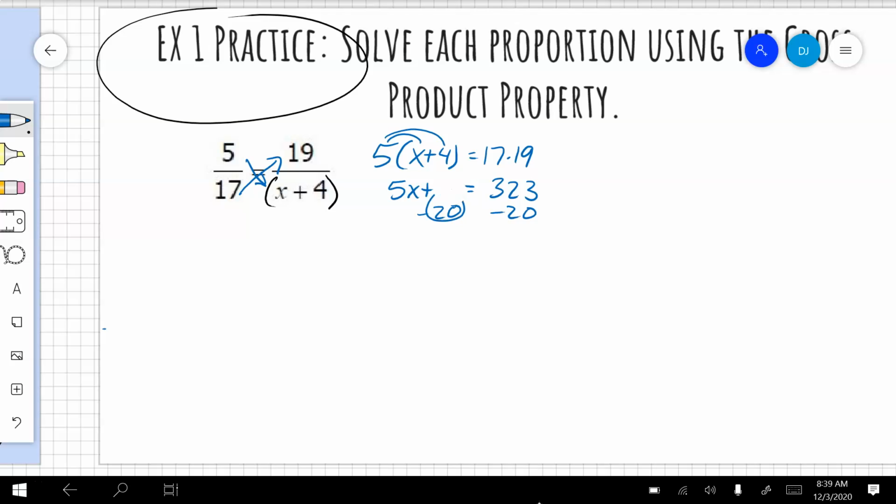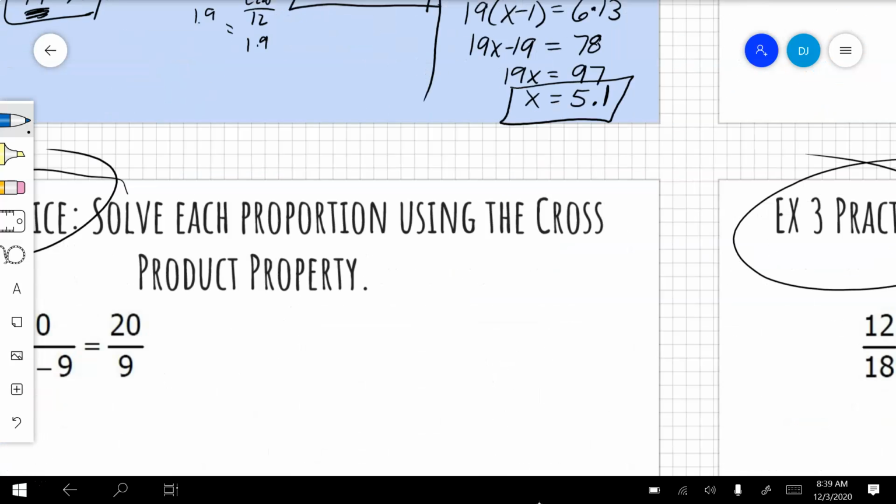Subtract that, becomes 0, and I wish I didn't press the little eraser button. There we go. That becomes 0, and we're left with 5x equals 303. Next step is we're going to go ahead and divide both sides by 5, and x is just going to give us 60.6 for the x value. Let's take a look at number 2.